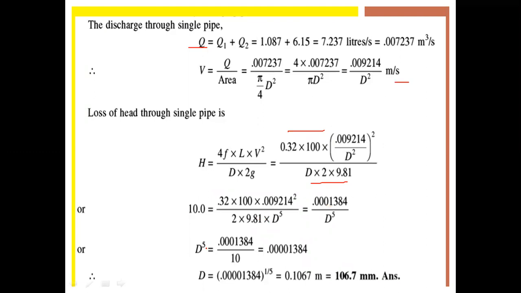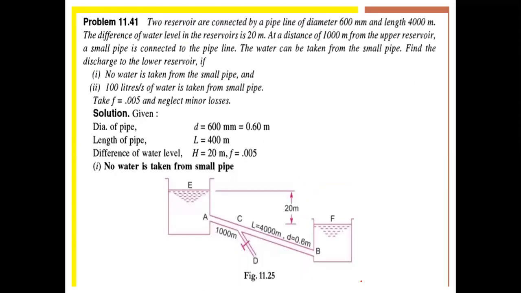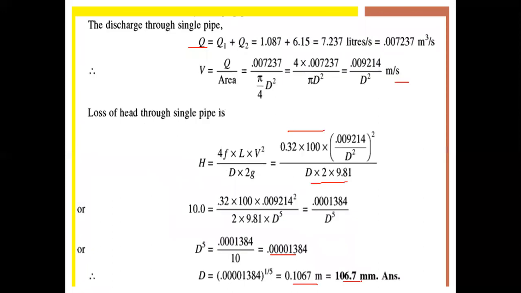Therefore, getting the values, keeping D to the power 5 on the left hand side, we are getting the value D5 is equal to 0.4401384. Therefore, capital D is equal to 0.1067, that is 106.7 mm. Right? So like this you have to derive whenever you are converting the two parallel pipes into a single pipe by taking the values. Got it?